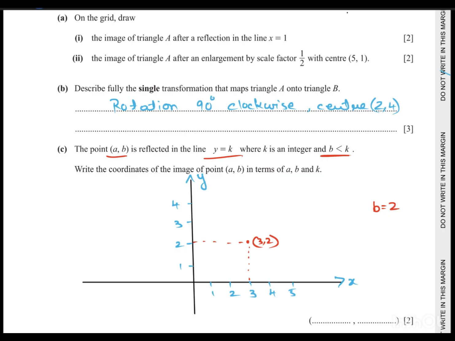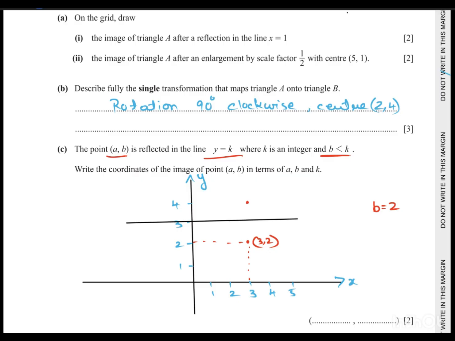This is one of the examples I am showing. b is 2, so k should be greater than 2. So somewhere it should be, let that be 3, suppose this one. This is that line, the line of reflection. Now when you reflect this point in this line, it should be exactly one coordinate up. So it should be here.